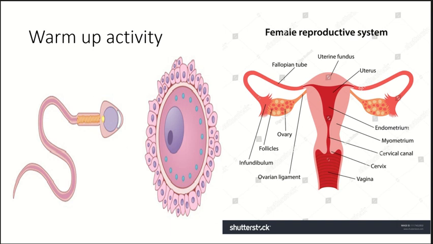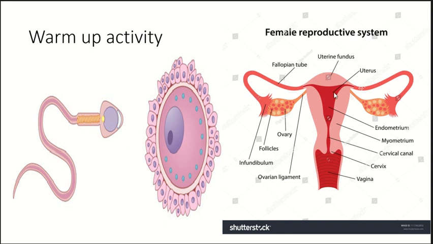As you can see, this is the sperm, which is the male's gamete, and this is the ovum, which is the female's gamete. Fertilization is the union of these two gametes, and it occurs in the female's reproductive system. The female's reproductive system is made up of the ovaries, which are the site of production of ova, and it is made up of the fallopian tube, which carries the ovulated ovum, and it's the site of fertilization.